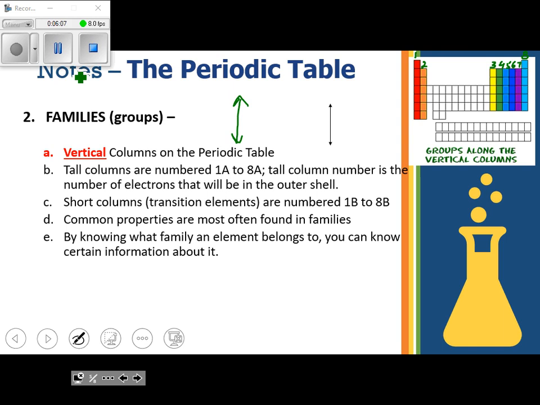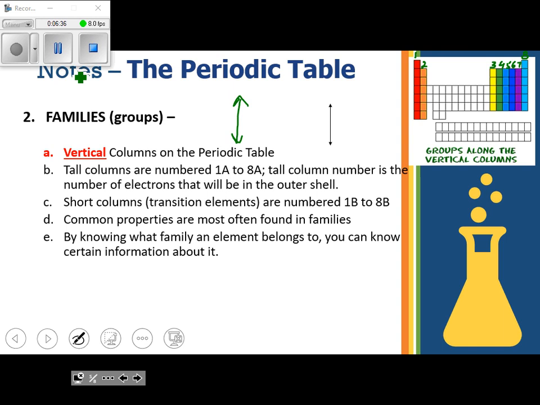6 has 6. 7 has 7 valence electrons, because remember, valence was our term for those outer shell electrons. And as a rule, tall column 8 has 8 electrons in the outer shell, with the exception of helium. It's put in that tall column 8 because it's got a full outer shell, and so do the rest of them in that group. But remember, helium is full with just 2 in that first shell, because it only holds 2.